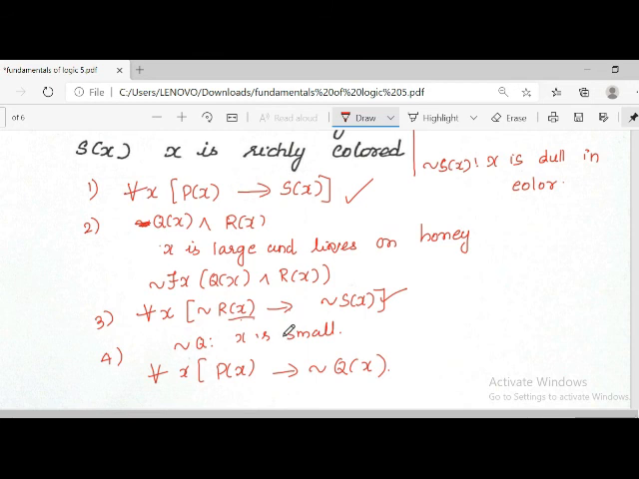The next one is hummingbirds are small. We have taken x is large as Q of x, so negation Q of x is small. Therefore, for all x, P of x implies negation Q of x. So these are the four statements, and in this way we can express the statements. That's all for the video. Thank you students.